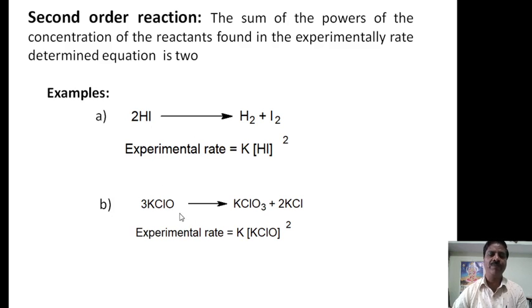But here the experimental rate equation and theoretical rate equation are different, because 3 molecules participate in the reaction, but the rate depends only on the concentration of 2 molecules. Therefore, the experimental rate equation is equal to the rate constant times the molar concentration of potassium hypochlorite to the power 2. This power is nothing but 2. Hence, it is called a second order reaction.